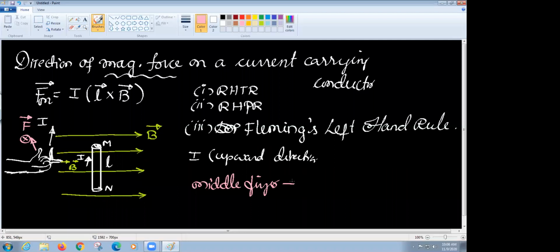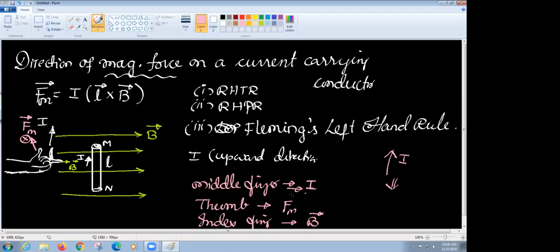The middle finger is I. Whenever you have I, you can assume a positive charge flow, the conventional current. Otherwise, if I is in this direction, electrons must go in the opposite direction. The thumb will be your direction of force, so this is your magnetic force. And the index finger will be the direction of B.